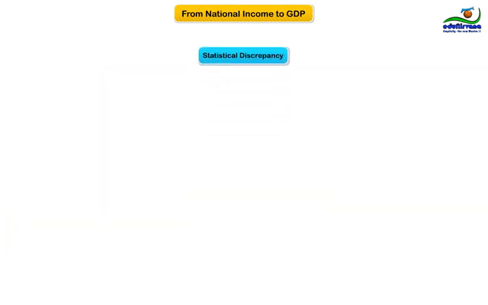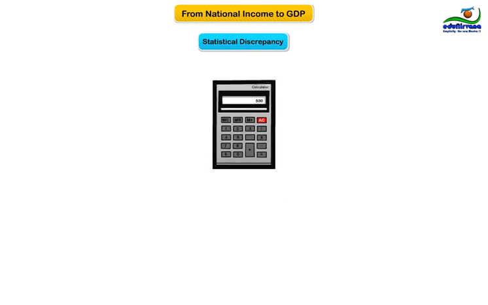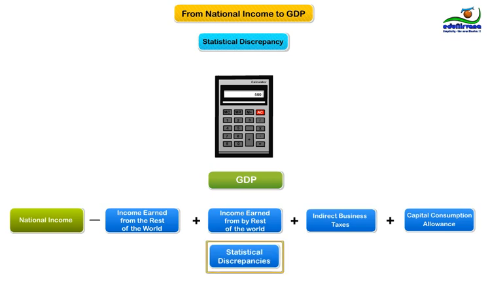Statistical discrepancy. GDP and national income are computed using different sets of data. Hence, statistical discrepancies or pure computational errors often occur and must be accounted for in the national income accounts.